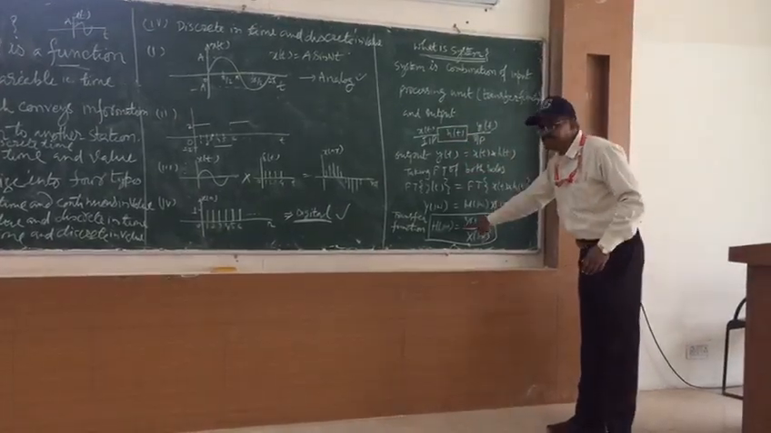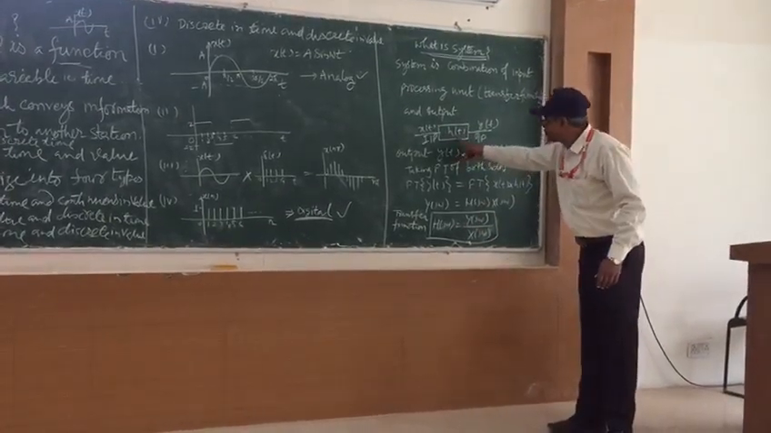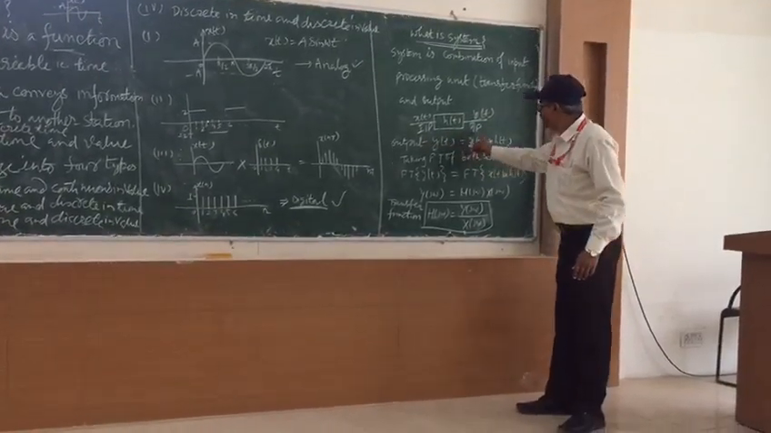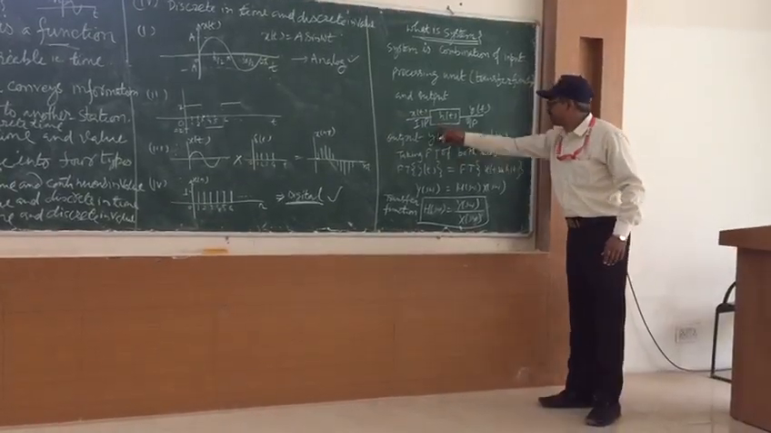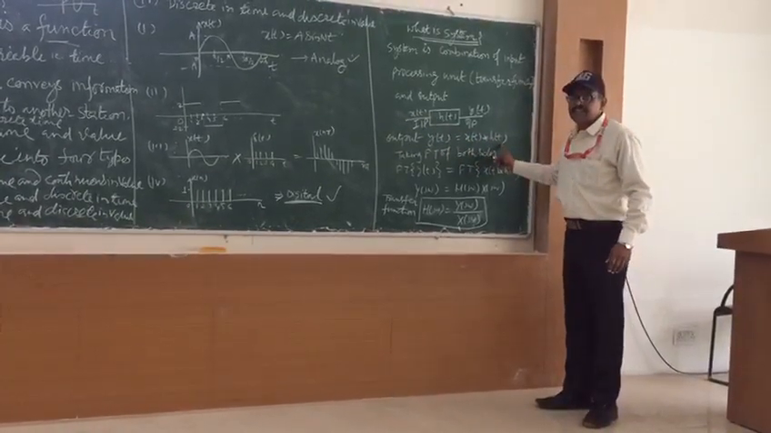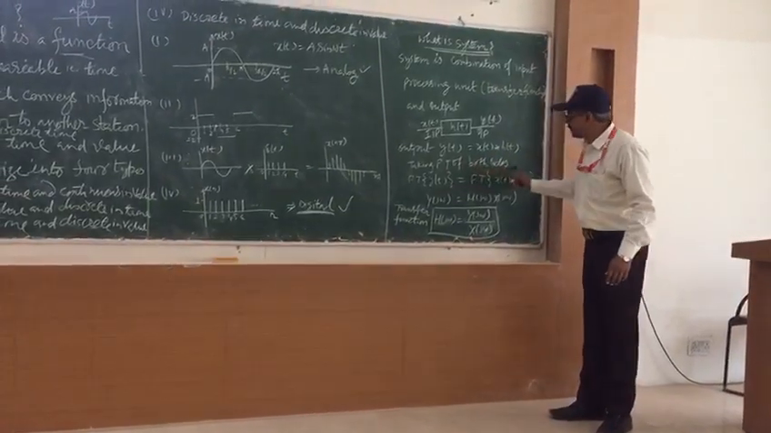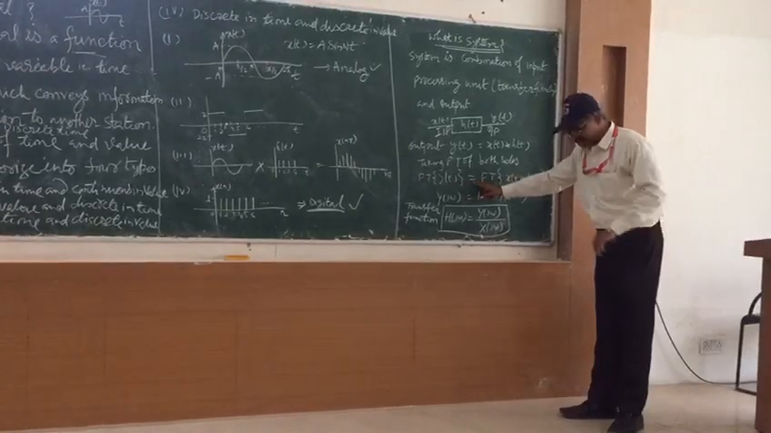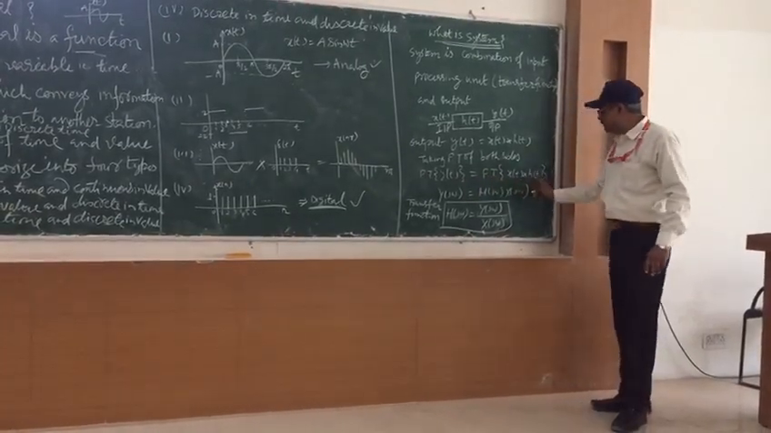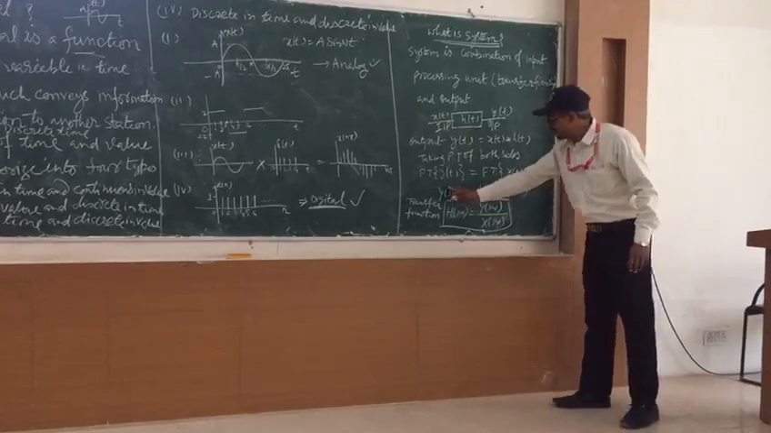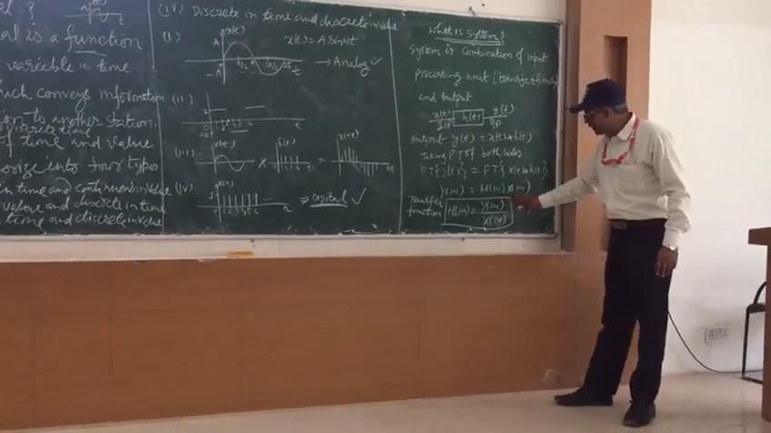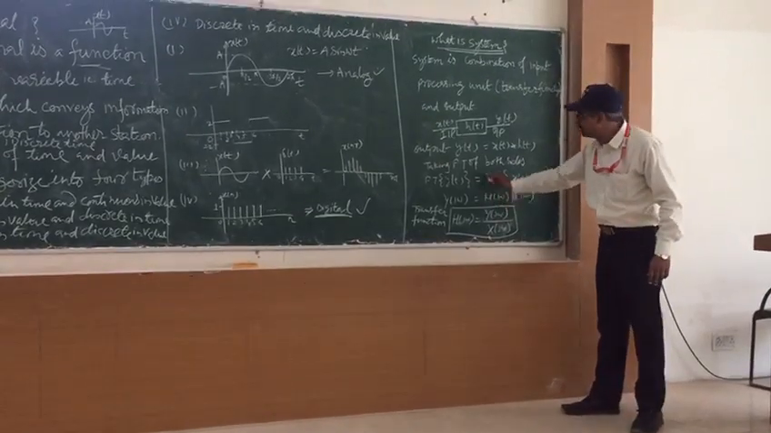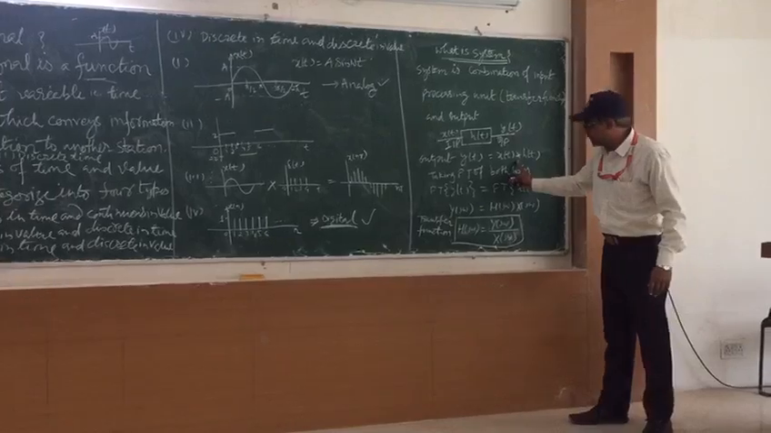Derive the transfer function for a given system. According to convolution, we can write y of t is equal to x of t convolved with h of t. Taking the Fourier transform of both sides, we get the Fourier transform of y of t equal to the Fourier transform of x of t convolved with h of t. So Y of j omega is equal to H of j omega into X of j omega. This is the convolution property of the Fourier transform.